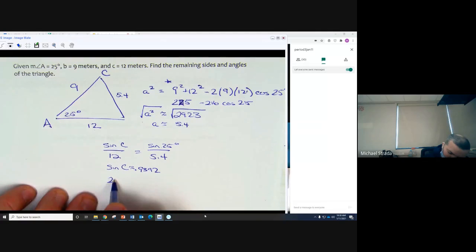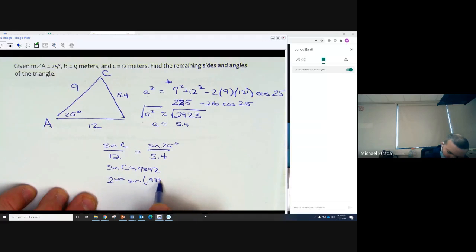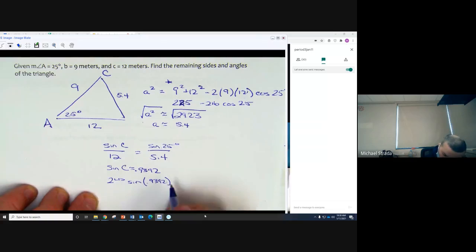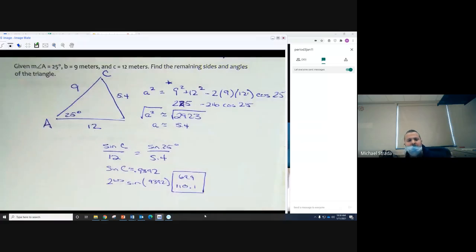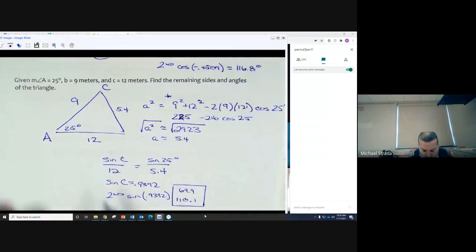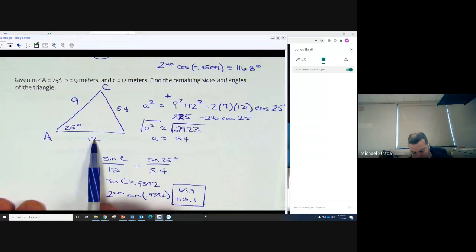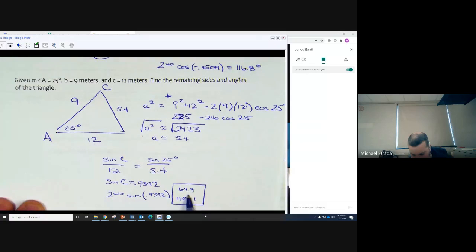When I then do second sine, 0.9392, the calculator will give me 69.9. The complement gives me 110.1. So those are the two possibilities. Now, this is why I picked 12, the longest side. That means C has to be the biggest angle.